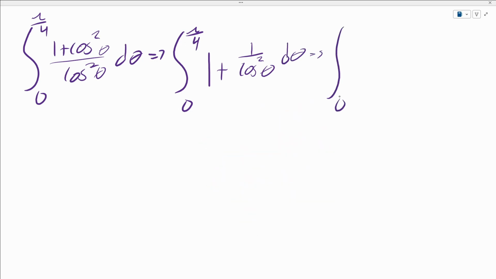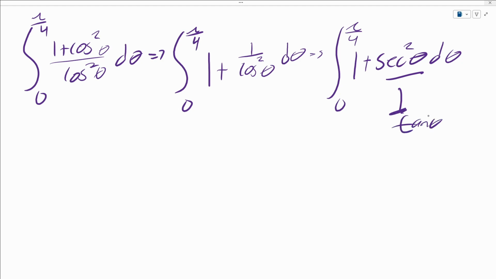Our next step would be to recognize that our 1 over cosine squared theta can be written as secant squared theta, d theta. And now if you know your basic integrals, secant squared theta is just going to become tangent theta. So that's why we had to manipulate it, so it can just become a simple integral.